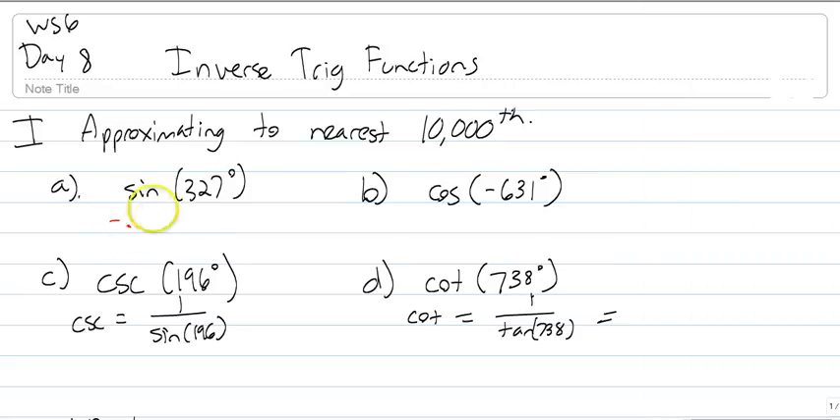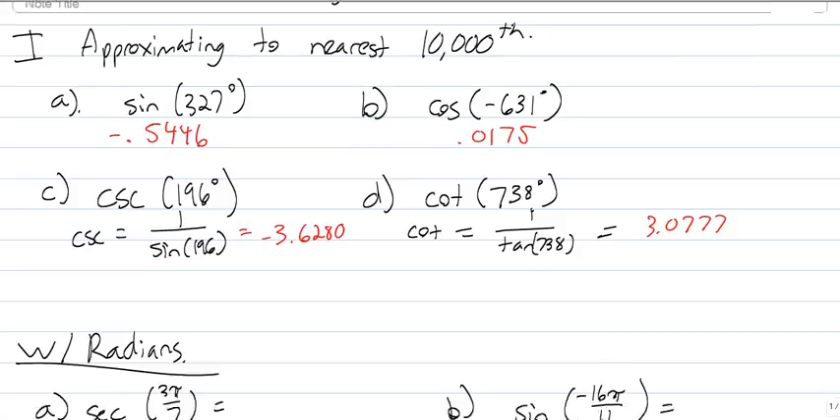Alright, so let's write all those down. So I have negative 0.5446 for that one. I had 0.0175 for letter B. This equated to negative 3.6280, and this one equated to 3.0777. So that's how you use the calculator to start off those.